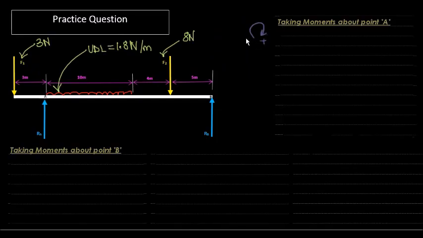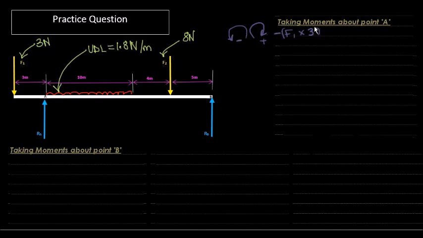You're going to see how we're going to do this, and what you will find is that clockwise moments are still positive, anti-clockwise moments are negative. The UDL, we're going to multiply by its distance, which is 10, and then we're going to plant it as a concentrated force in the middle of that 10.